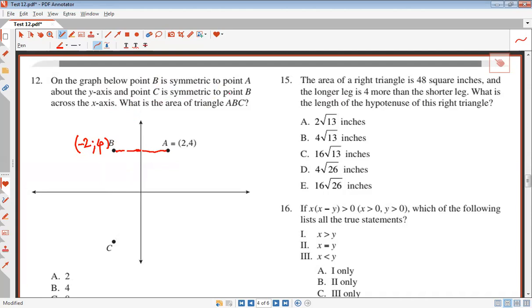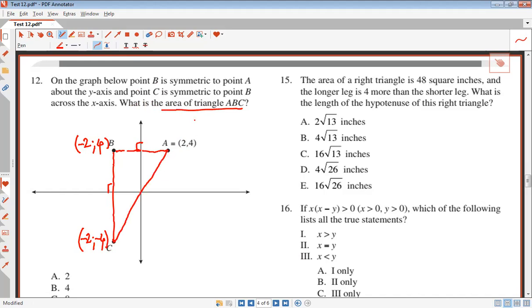Point C is symmetric to point B, perpendicular. We can say that the point C is (-2, -4). And the question is to find the area of the triangle ABC.